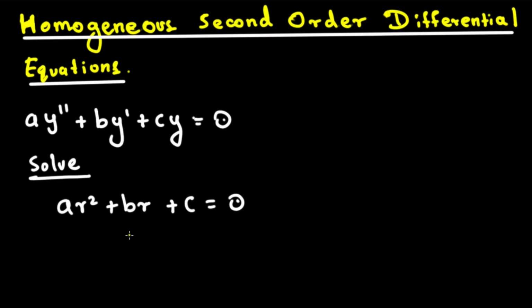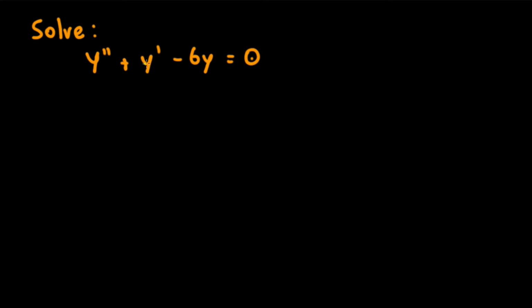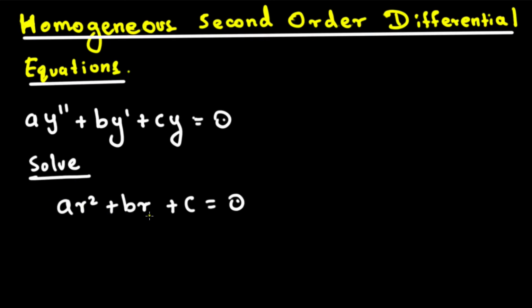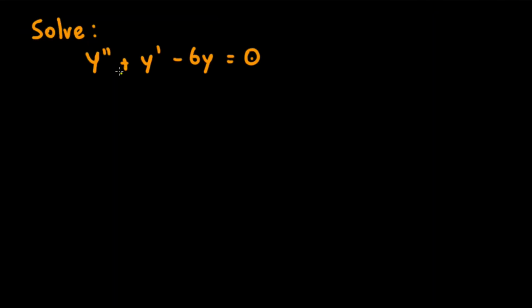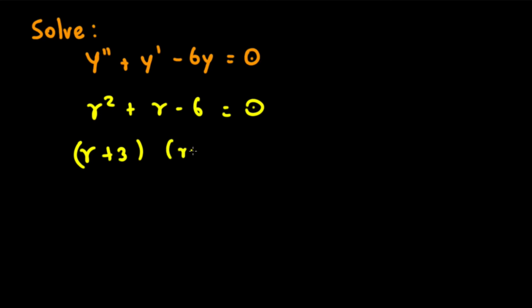Now let's look at some examples to see how to solve this one. So here we have one example: y double prime plus y prime minus 6y is equal to 0. The first thing is we have to convert it into this pattern: ar square plus br plus c is equal to 0. If we do that, this is going to become r square plus r minus 6 is equal to 0. Now we have to factor this one, and if you factor it, you will get r plus 3, and then r minus 2 is equal to 0, and therefore we will have r is equal to negative 3, and also we will have r is equal to 2.